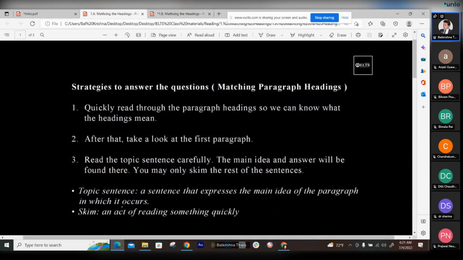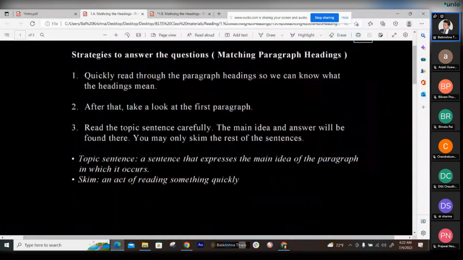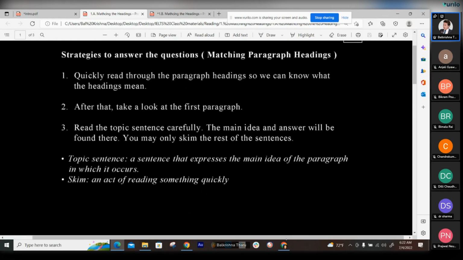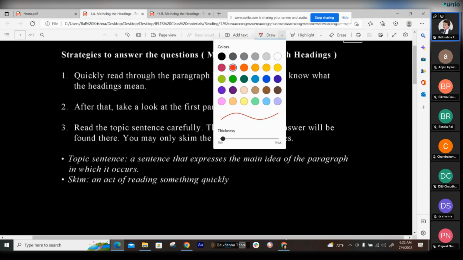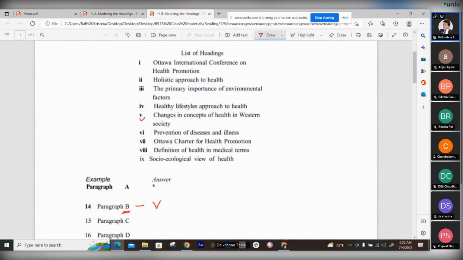So now, before we actually go and practice, let's look at the strategies first. Number one, quickly read through the paragraph headings so we know what the headings mean. Quickly read through what? Paragraph headings. Let me show you. So these are the paragraph headings.